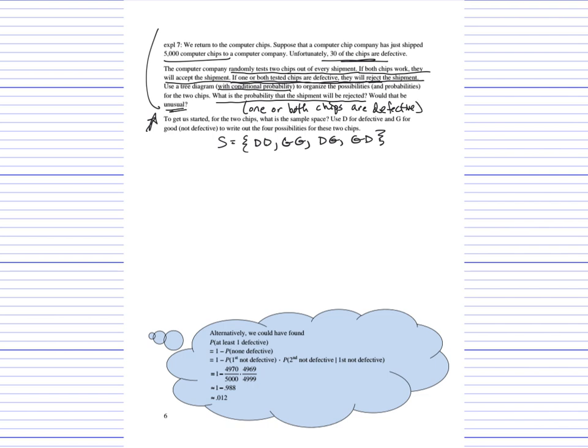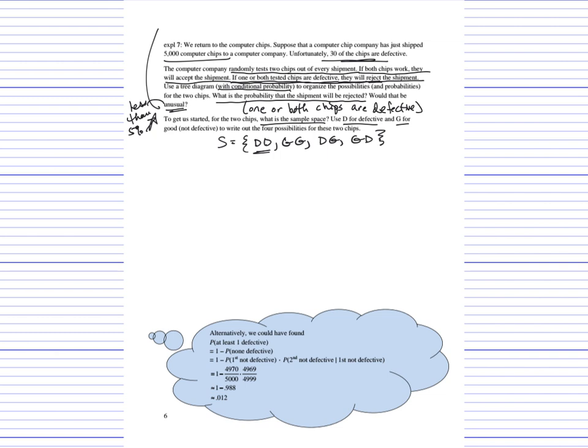And then we'll also answer the question, is that unusual? Is it less than 5%? Okay, now I asked you to do your sample space. Did you get this? Did you get, for the sample space, D for defective, G for good, these 4 possibilities?